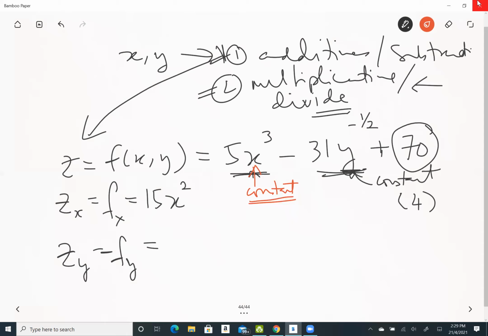Okay, 0. Now the variable is y. So this is the variable y, so there is no problem with that one. So you take the derivative, negative 31 multiplied by negative half. Okay, and then you got y to the power of reduced by 1, so negative 3/2. 70 derivative is 0. So that is our derivative. So that is the partial derivative. Okay, you treat the other variable as a constant.